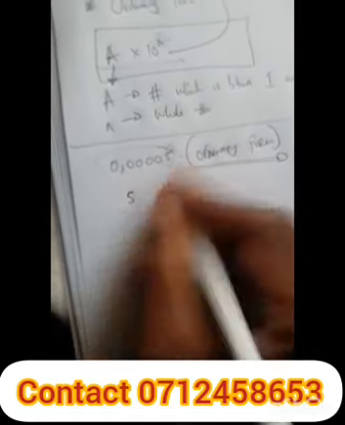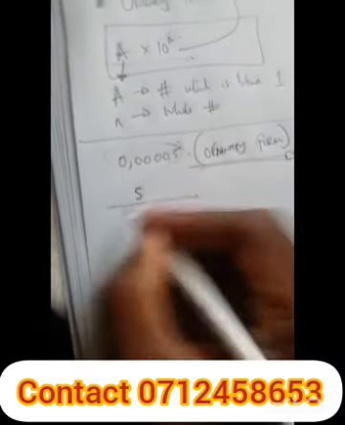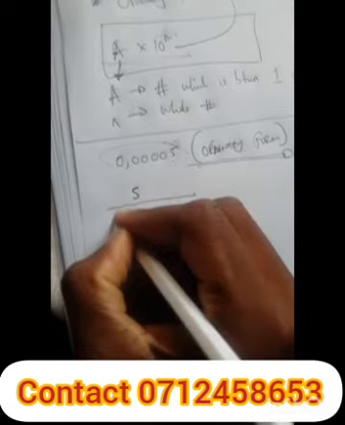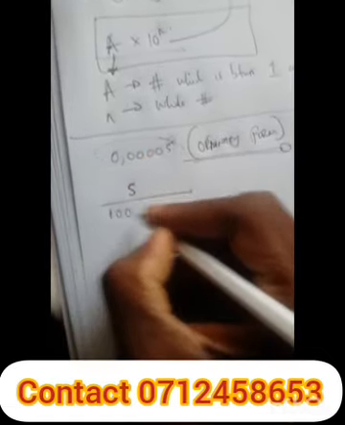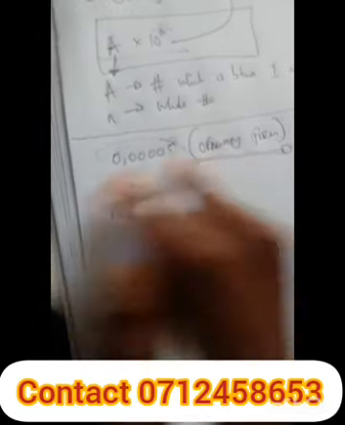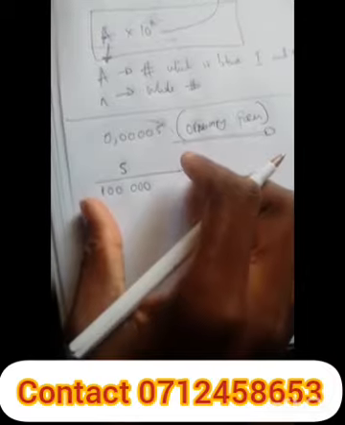which is 5. Then you check how many numbers are after the decimal point. 1, 2, 3, 4, 5. So we've got 5 numbers after the decimal point, meaning it will be over 100,000. Are we there? Yes, 100,000. So it is 5 over 100,000. I think it is clearer for everybody.